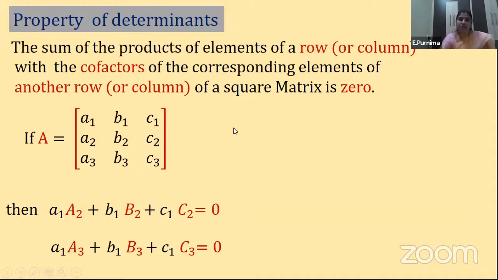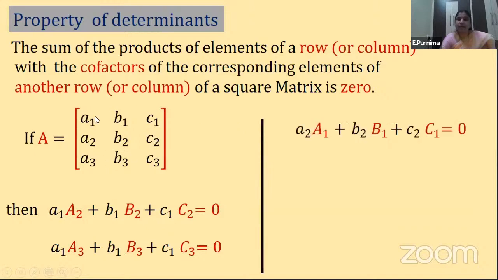Now let us check with the second row. If I'm taking the elements of the second row, then what happens? The second row elements can be multiplied with the cofactors of the first row. That is A2 A1 plus B2 B1 plus C2 C1 is equal to 0. Here every element of the second row is multiplied with the corresponding cofactors of the first row. Okay. Now, similarly, if I multiply with the corresponding cofactors of the third row, then it becomes A2 A3 plus B2 B3 plus C2 C3 is equal to 0.